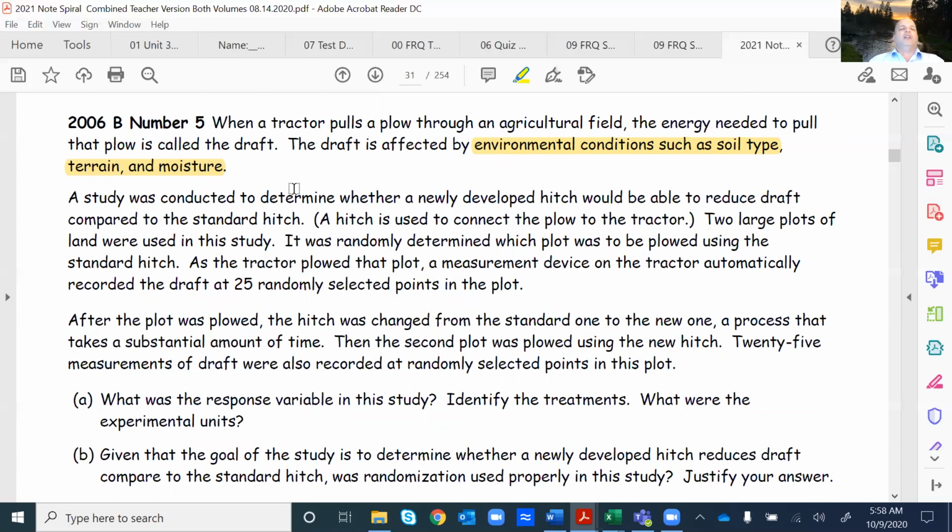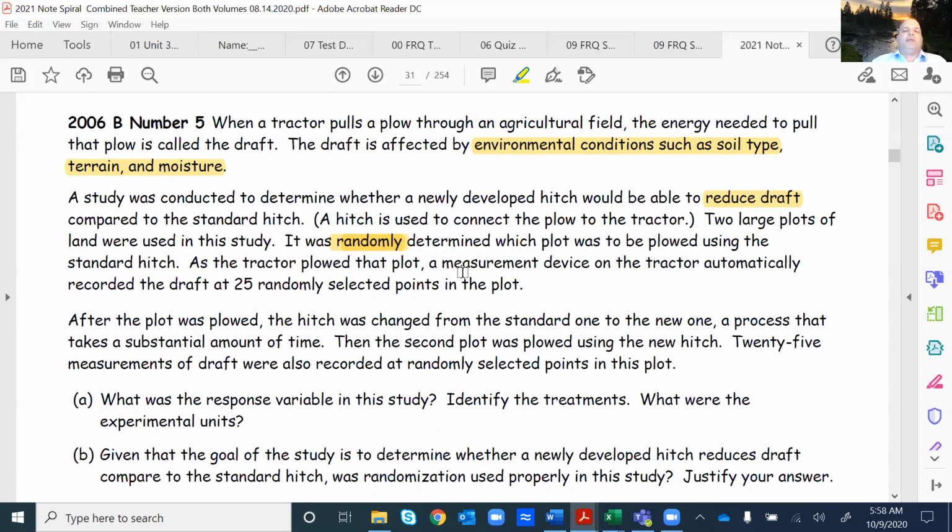A study was conducted to determine whether a newly developed hitch would be able to reduce draft. Oh, so we want to know, my response variable there is draft. Two large plots of land were used in the study. It was randomly determined which, so that's good. You always need to explain how you randomly determined. They just told you they did. Which plot was plowed using the standard hitch.